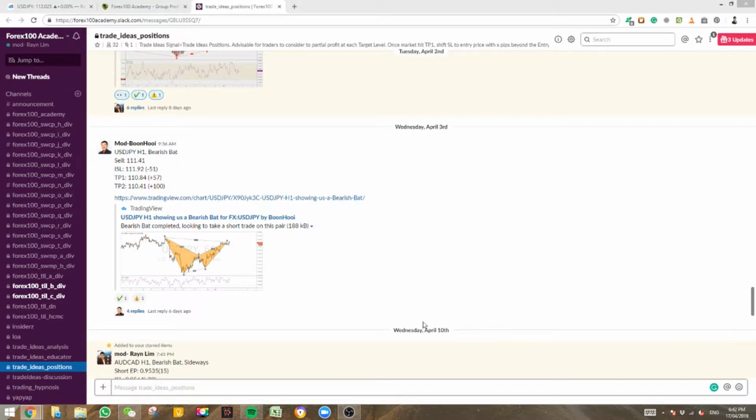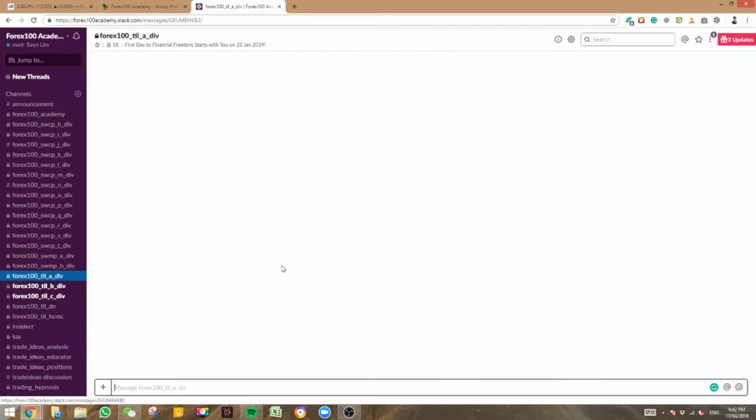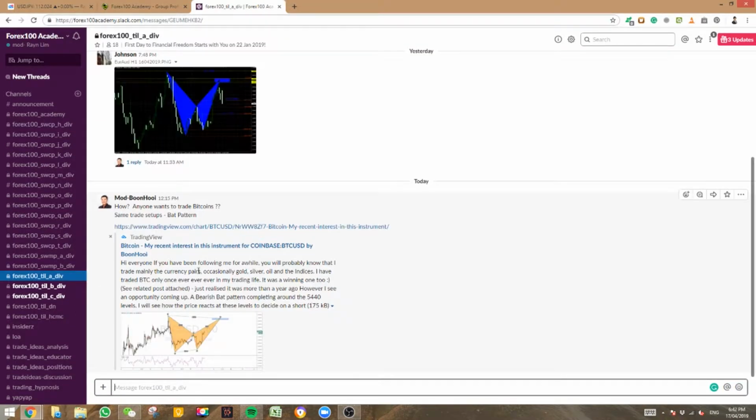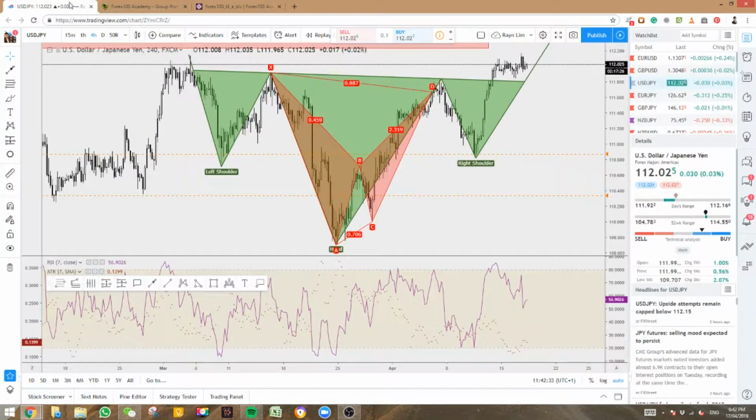You can see that our trainers do pose questions to our students, and they even go into Bitcoin. So harmonic pattern can be used across all products, as long as you have tested it. You can use it across anything that has a chart and a price: open, high, low, close price. All right, so that's all I have for the yen right now.